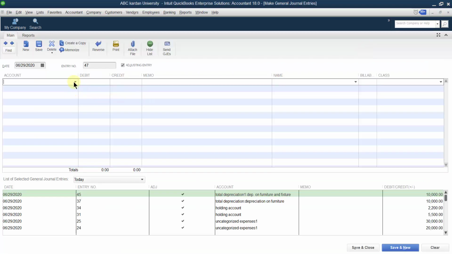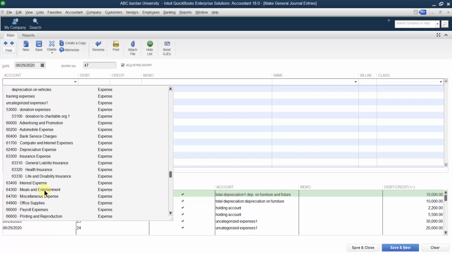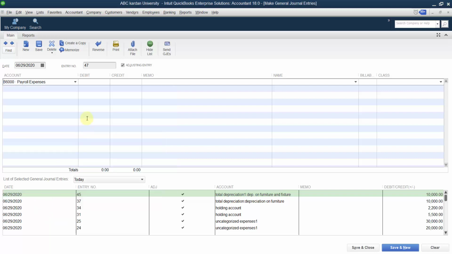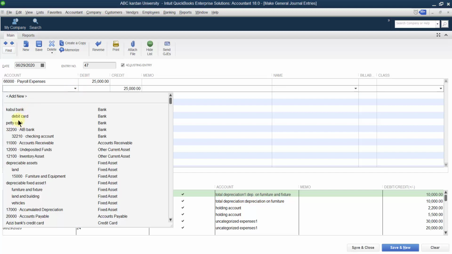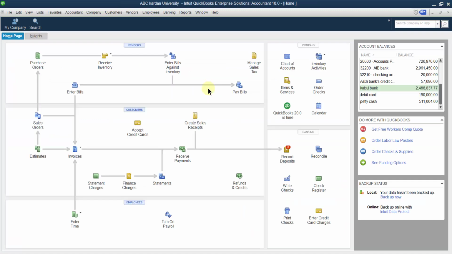Now let us go for debiting this account. As the expenses incurred belong to the payroll, the payroll account should be debited. The amount, for example, let us say is 25,000. And from which bank did we pay? We paid, for example, from AIB Bank. So save and close this one. No need for assigning the class.